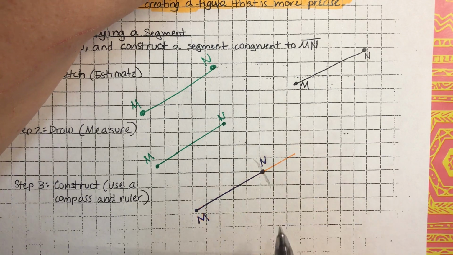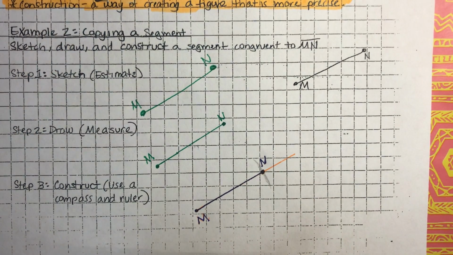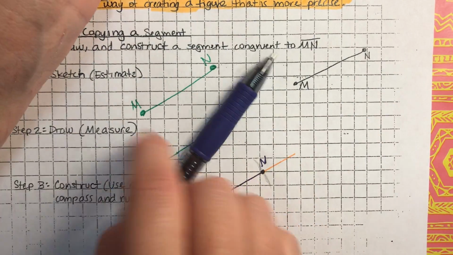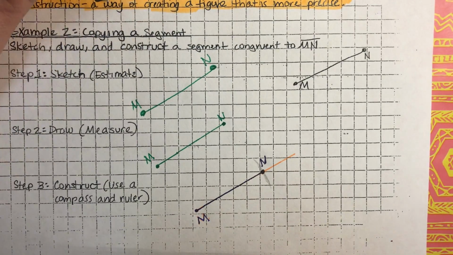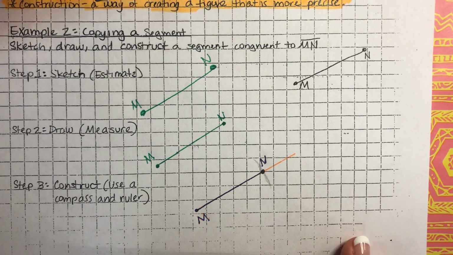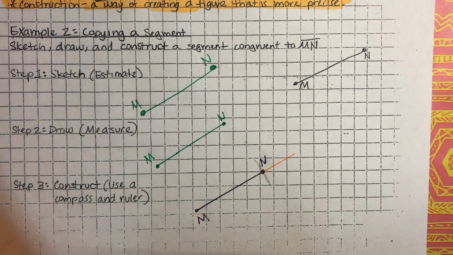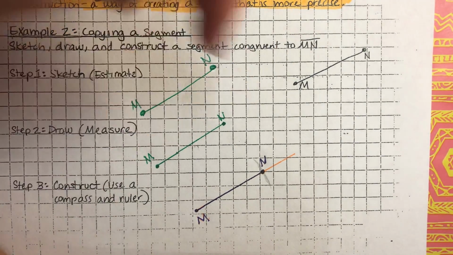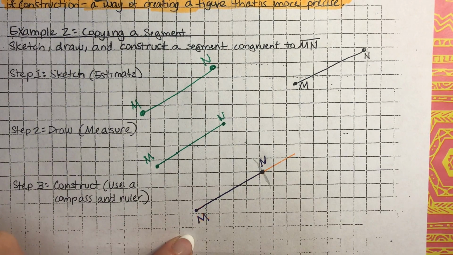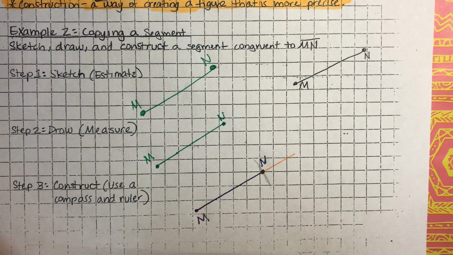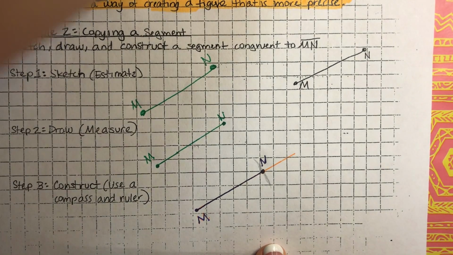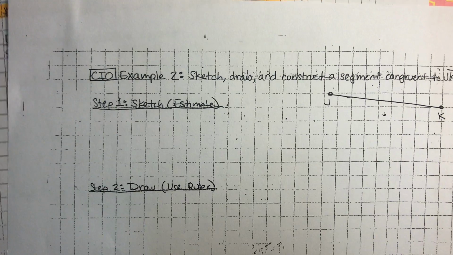Now that is the most precise out of all three. And the direction, you know how this is tilted and this is kind of tilted? They didn't have to be tilted. The direction doesn't really matter with this because we're just talking about the distance of it. So notice that the estimate was probably the one that was the most off. Measuring got pretty close, but when we did the actual construction, that is the most precise and accurate. So there you go.